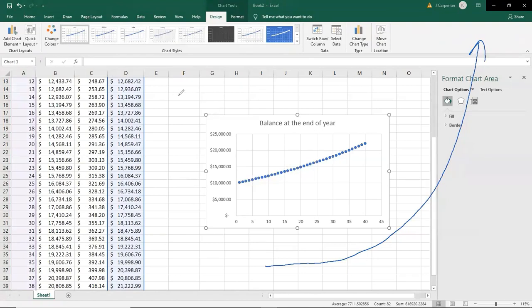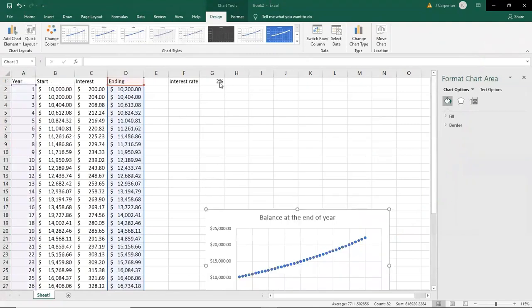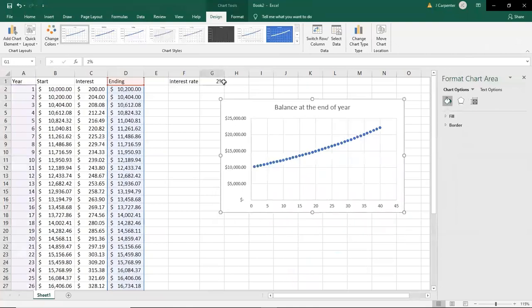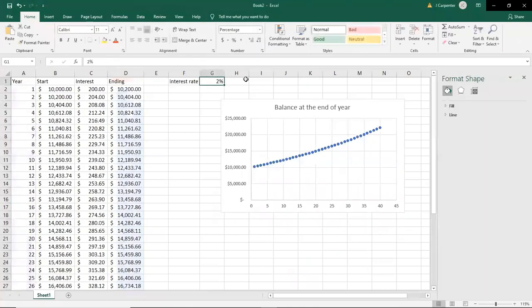But let me clear my screen. Let's take off annotate. Let's go back up to this interest rate. Let me hold this chart up here. Let's change the interest rate to 3% and see how it affects the graph, because as soon as I do that, you'll see all these ending balance numbers and this graph change.